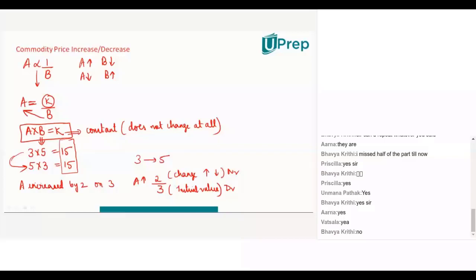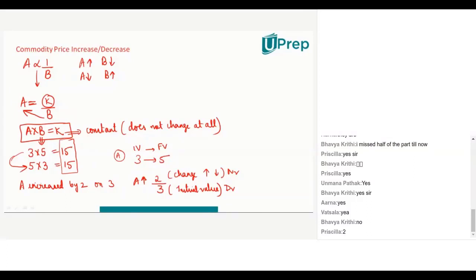Now, what happened to A? A was 3 initially. Initial value of A was 3. The final value of A became 5. Now, how much did A increase by? Simple math. A increased by 2. Now, in the numerator, we write the change. That is the increase. So, I wrote 2.